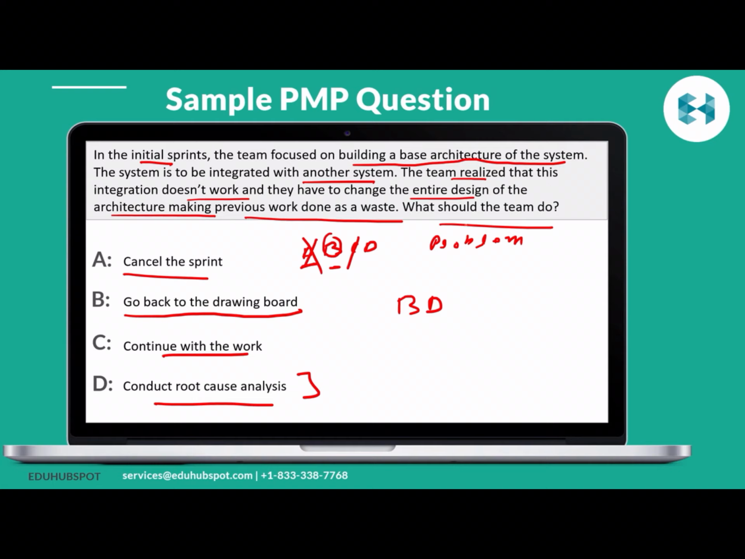But now, did you realize this one thing? It says, the team realized that this integration doesn't work and they have to change the entire design of the architecture. So basically, the team already did their root cause analysis, and that is when they came to the result that these two integrations will not work. So a root cause analysis is already done. So your best answer choice is B.